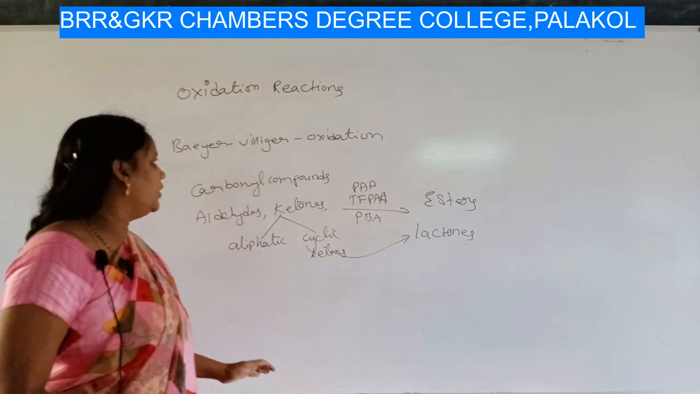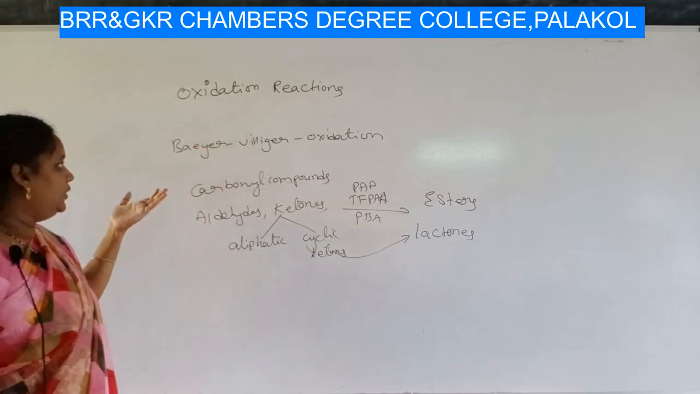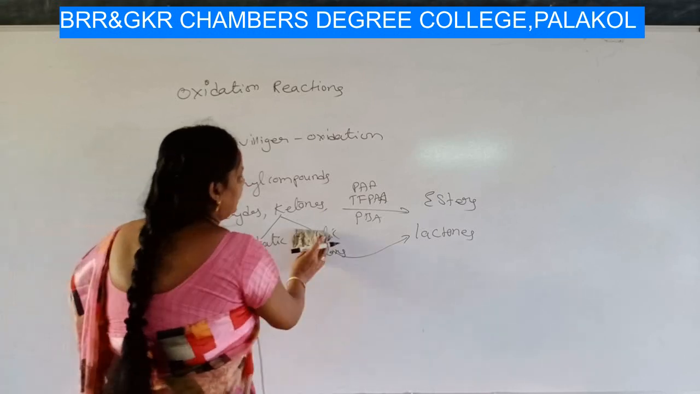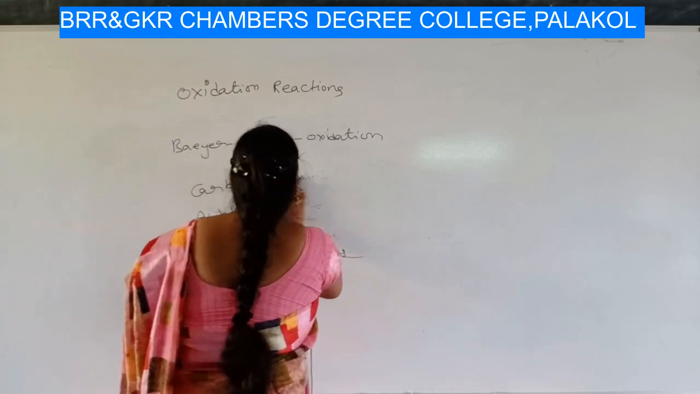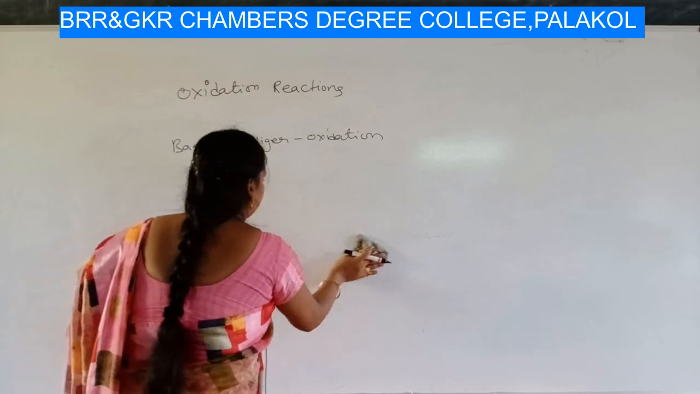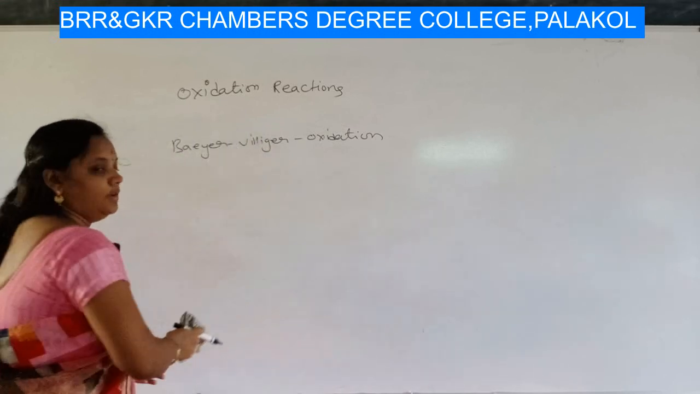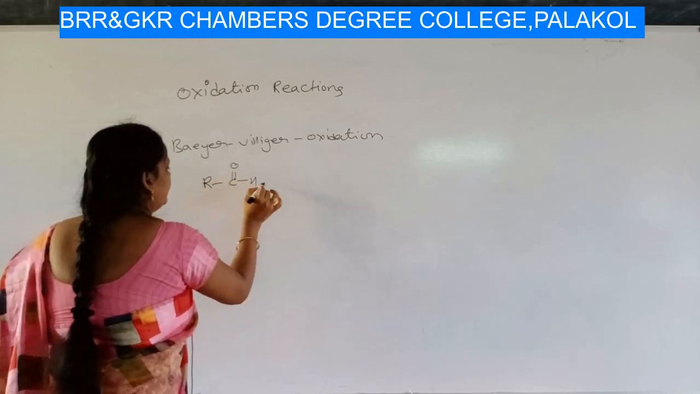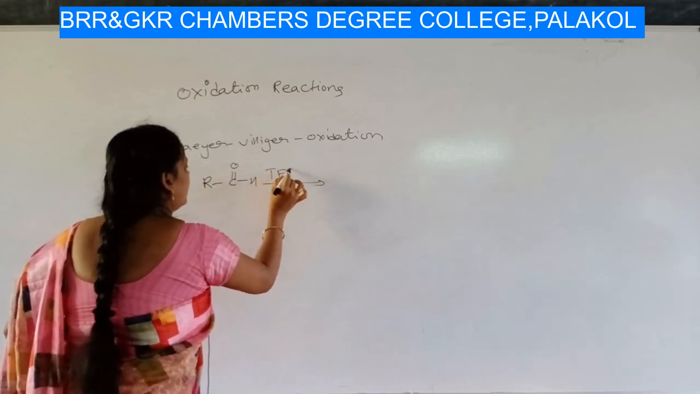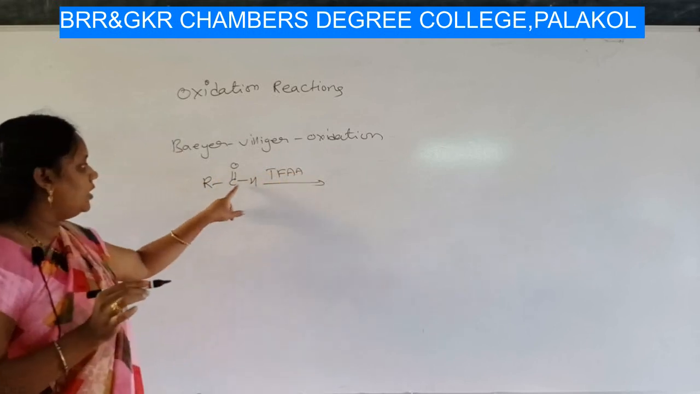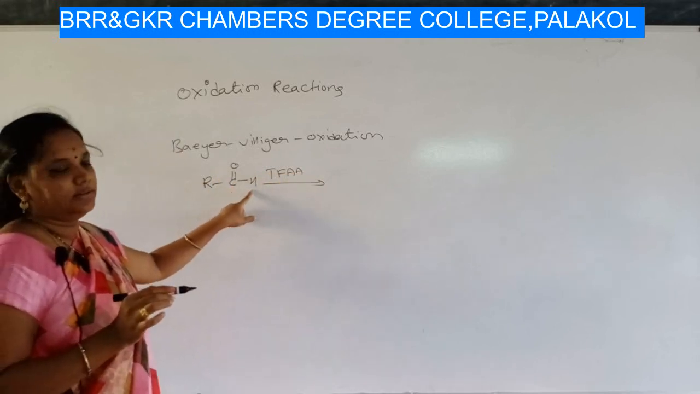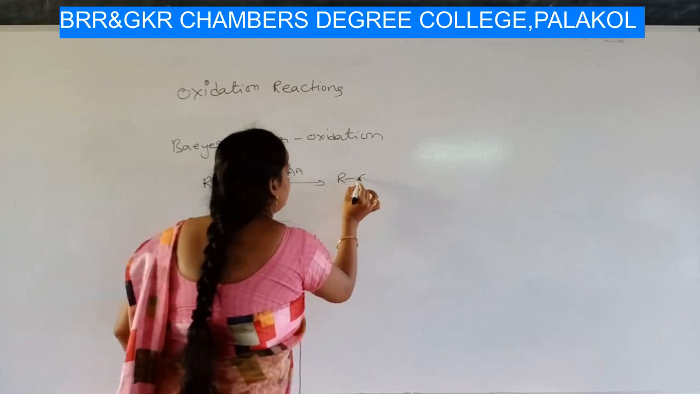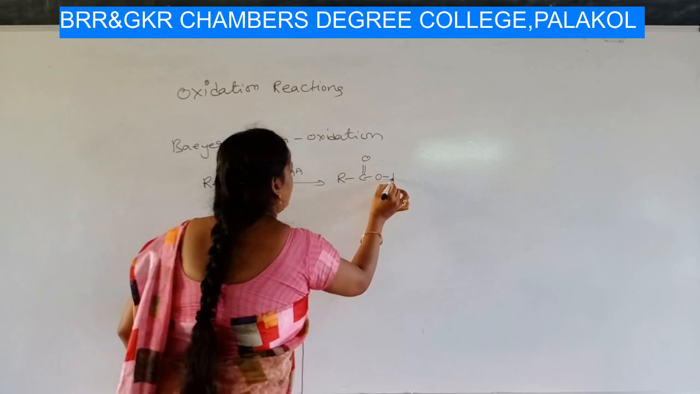Let us do this Baeyer-Villiger oxidation with examples so that you can clearly understand. Let me write the example. Students, what is the general formula of an aldehyde? With trifluoroacetic acid, between carbon and hydrogen, insertion of oxygen takes place, giving OH.